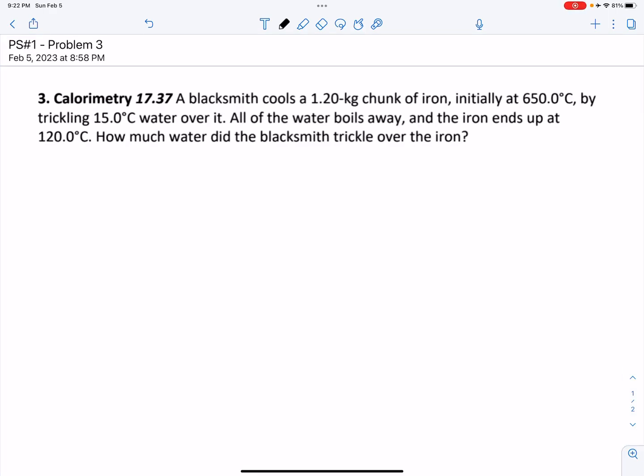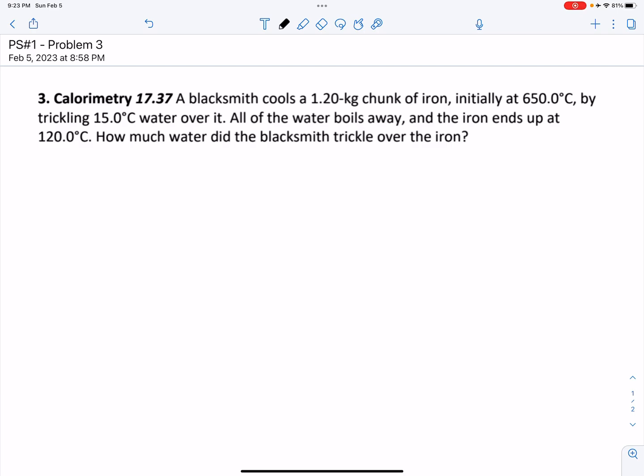Everyone, this is problem number 3 on problem set number 1. A blacksmith cools a 1.2 kilogram chunk of iron, initially at 650 degrees Celsius, by trickling 15 degrees Celsius water over it. All of the water boils away and the iron ends up at 120 degrees Celsius. How much water did the blacksmith trickle over the iron?